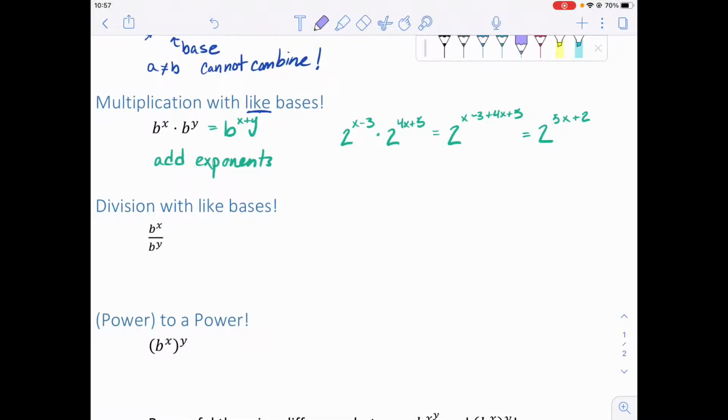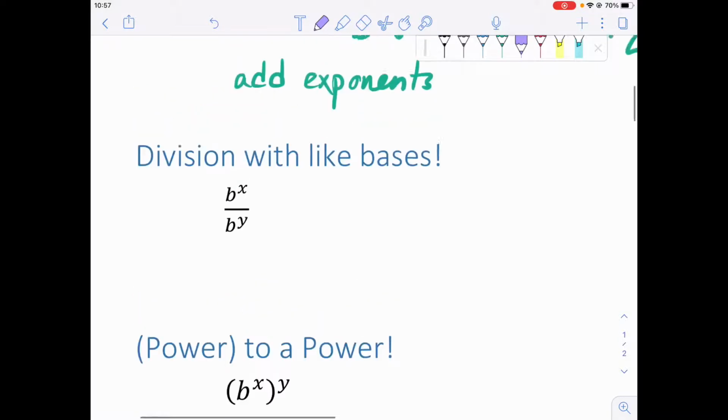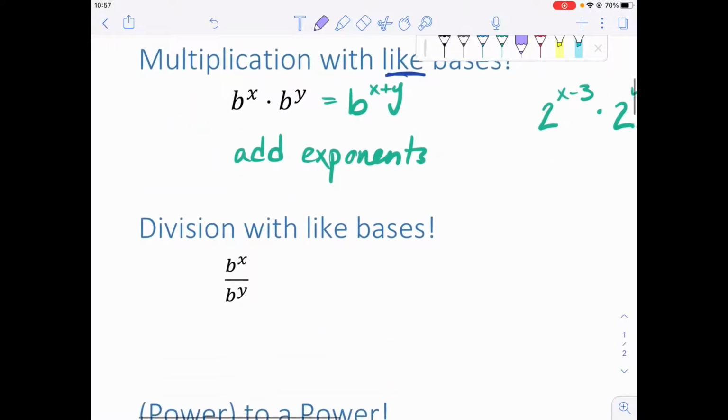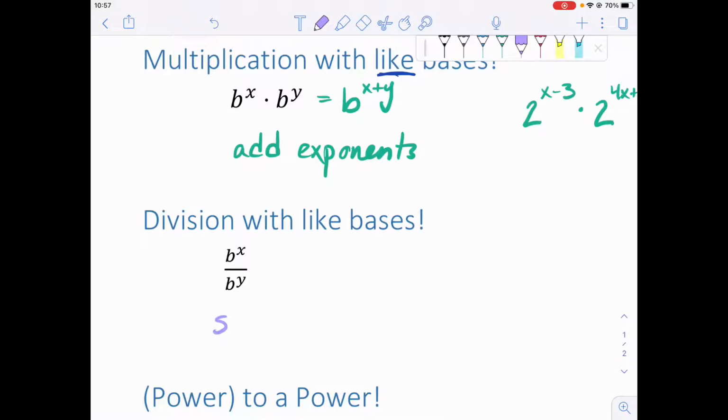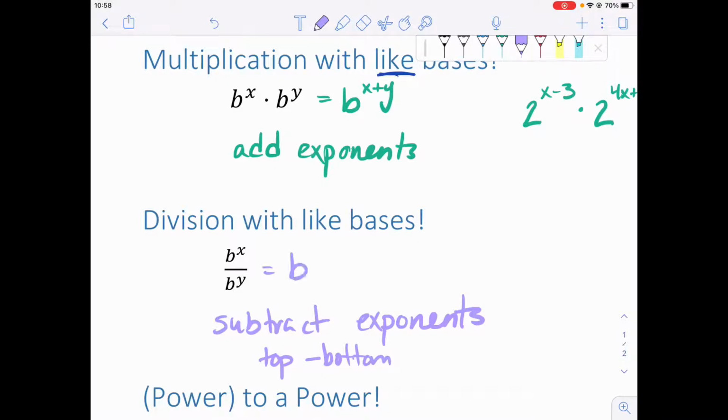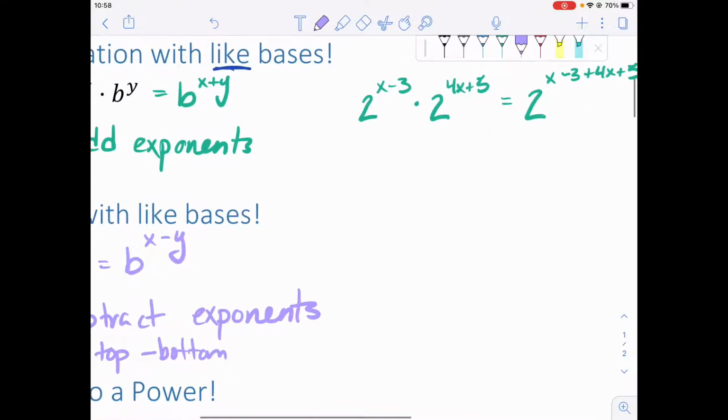So if we're dividing, what do we do? Well, division is the opposite of multiplication, right? So it makes sense that instead of adding, we're going to do the opposite. We're going to subtract exponents. And so when we do that, we subtract top minus bottom. Top minus bottom. And so this would give us b to the x minus y.